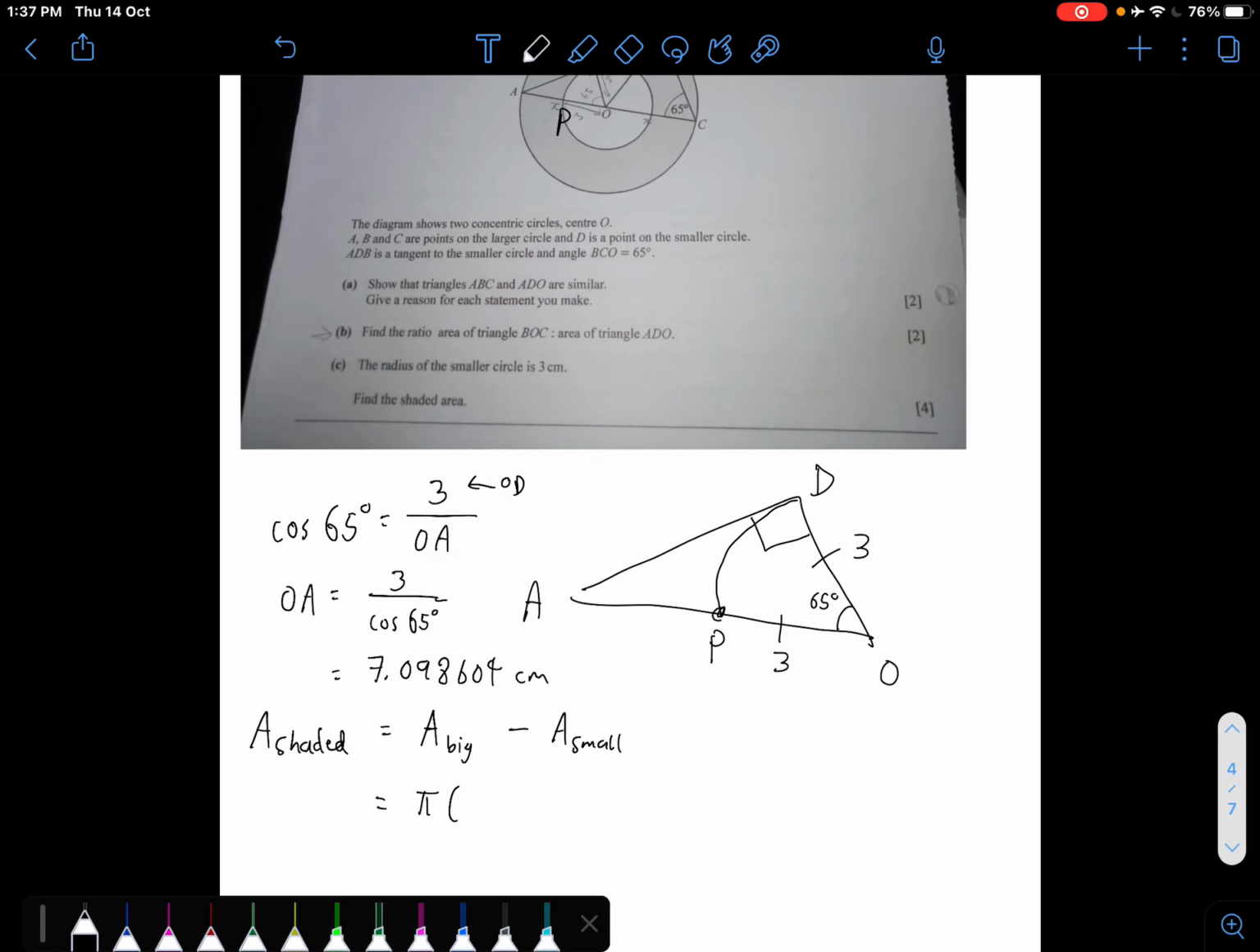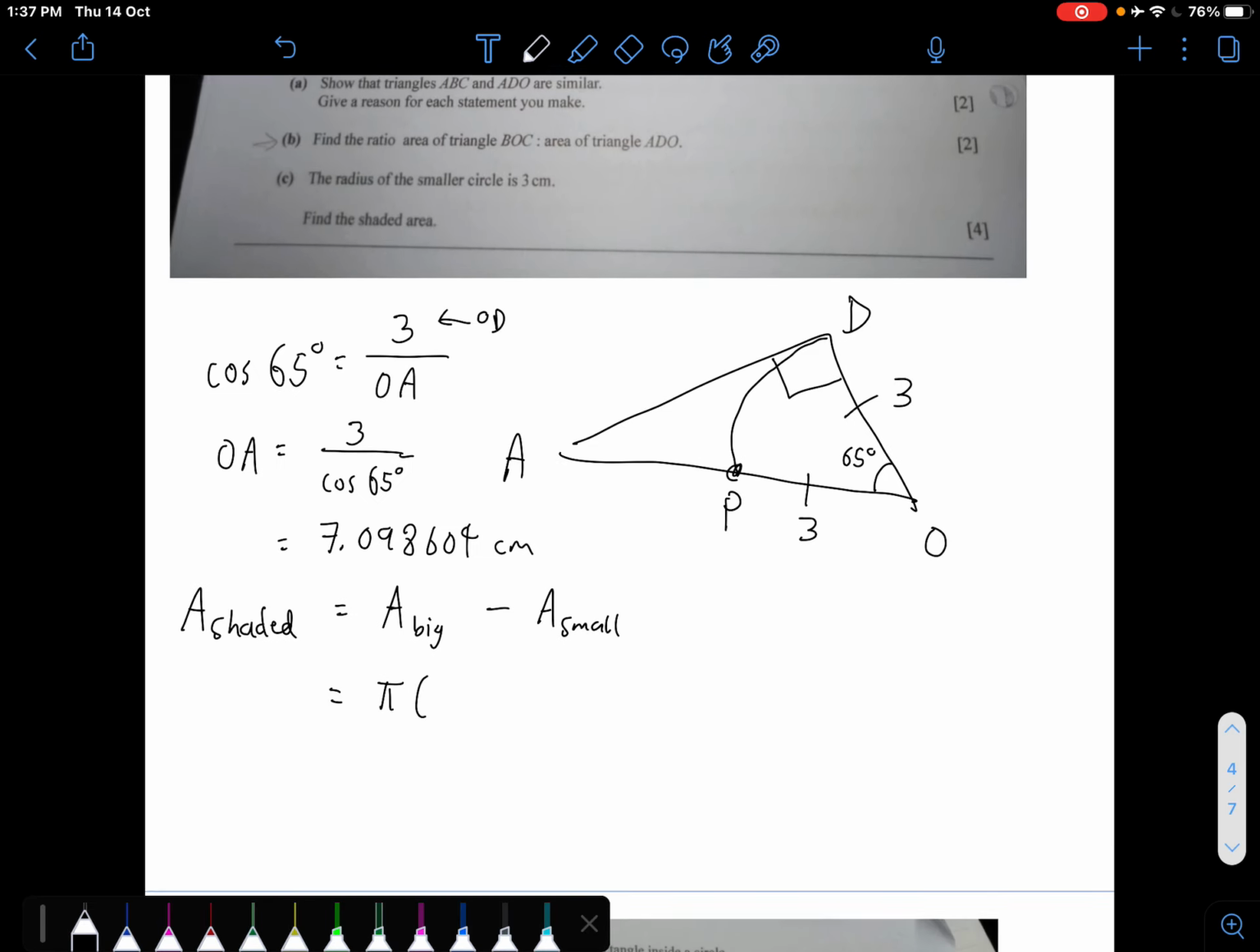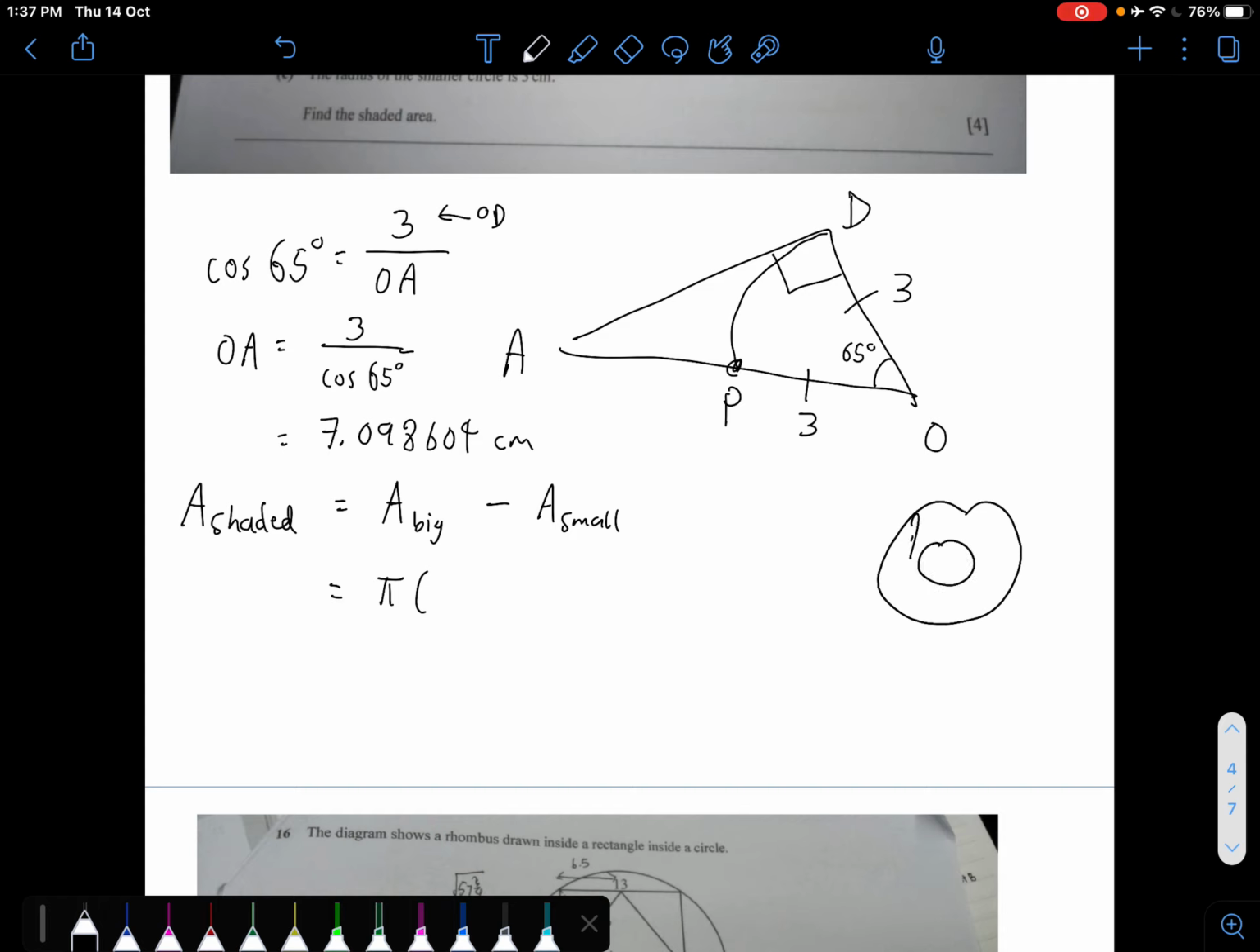Let me just, okay, I'll just zoom in. I hope you can visualize it in your head. Just big minus away small. So, 7.098604 squared minus away the area of the small one, which is pi r squared, and the radius is 3. Typing in your calculator, and let's see what I get. I will get 130.0311, rounding off to 3SF, 130 cm squared.